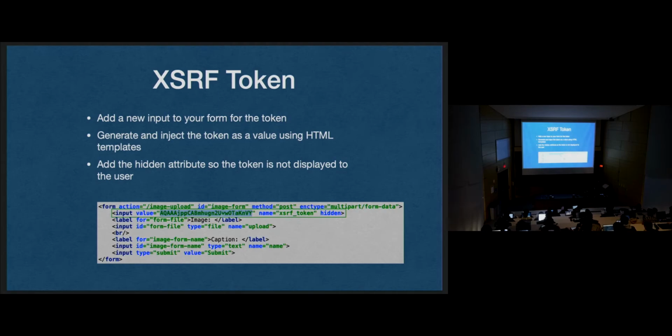If you import secrets and say secrets, give me a token of length 20, do it. Go for it. I'm calling it my XSRF token, and I'm putting this hidden on here. This hidden attribute, it's an attribute with a name and no value. Slap hidden on it, and the user won't be able to see that input.